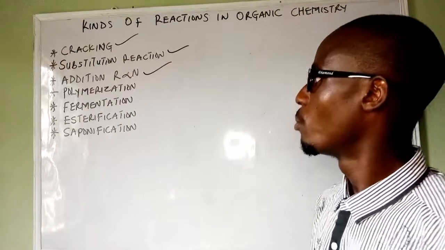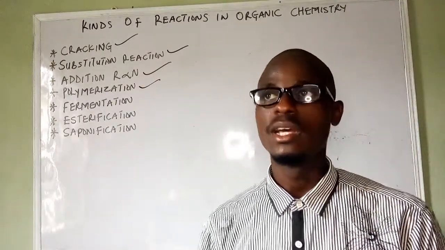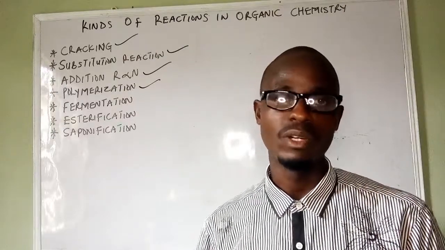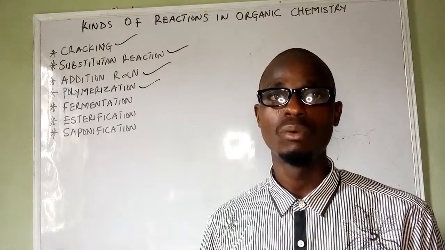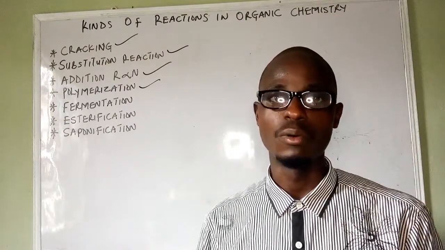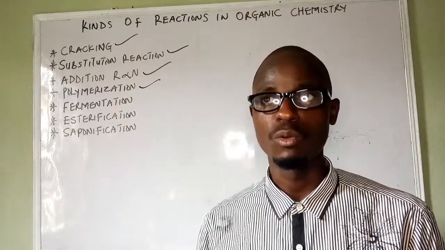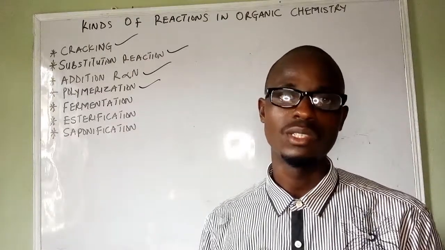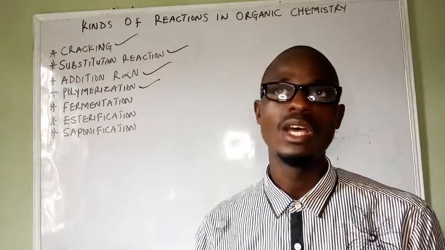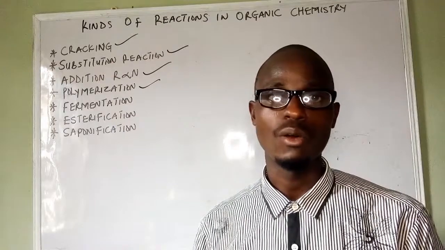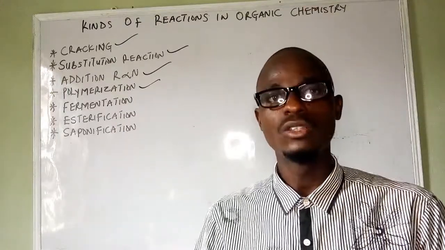Okay, let's go for polymerization. So when you say polymerization, what does it mean? Polymers are bigger organic compounds. And polymerization involves a reaction in which a polymer is formed. And how does a polymer form? When you say something is poly, it means it contains many small molecules. And those small molecules are called monomers. So monomers combine to form polymer.